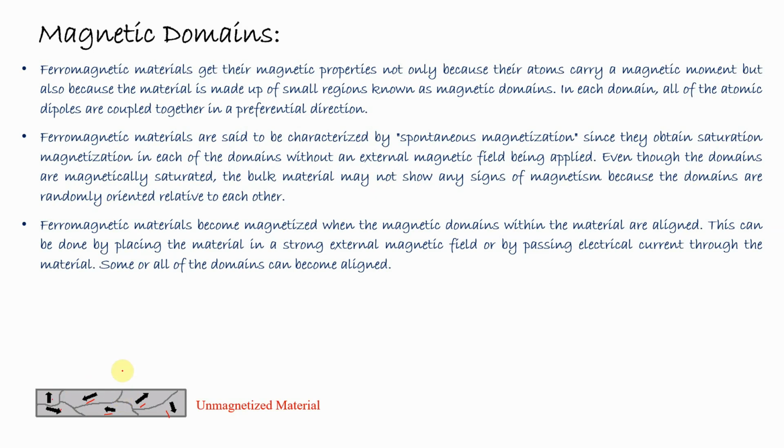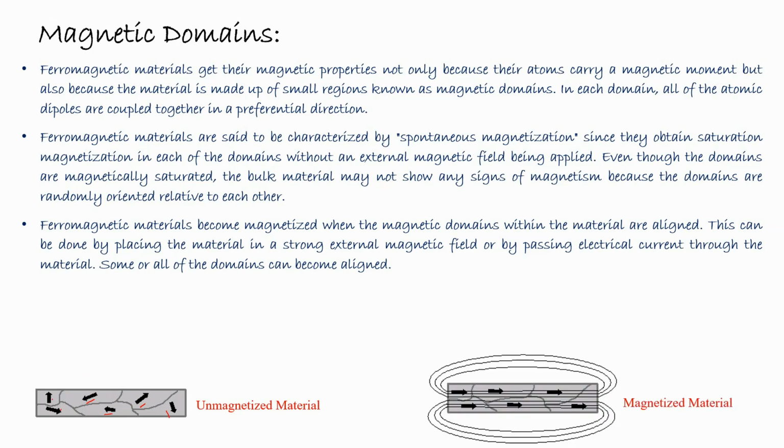But when we apply some strong magnetic field or if we pass the electrical current through the material, then all the domains will be arranged in a symmetrical order. All the domains will be aligned in a particular order. So the material will become totally magnetized. Because the atoms within the domain itself are magnetized, and if we arrange the domains in a symmetrical order, then this material can be converted to a magnet.